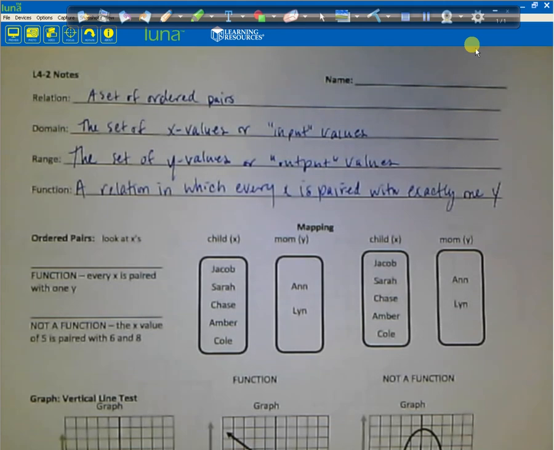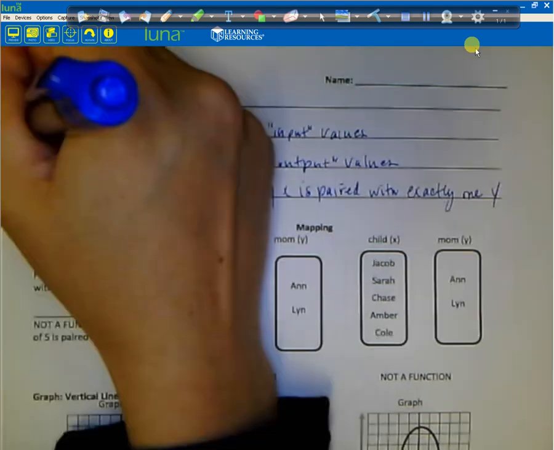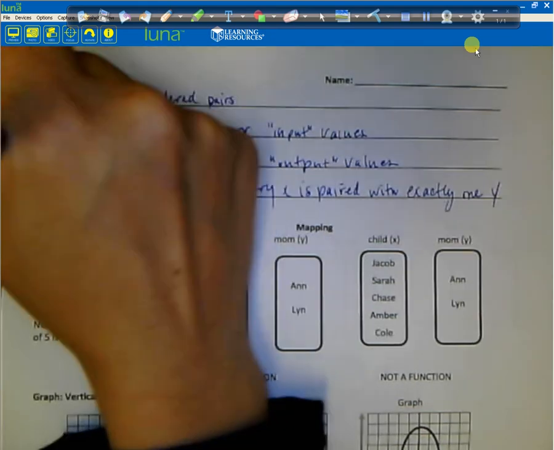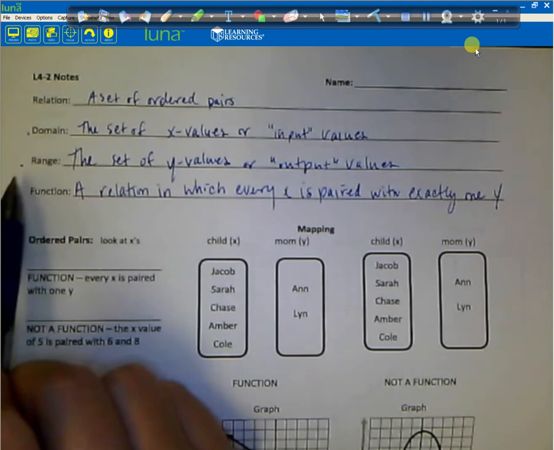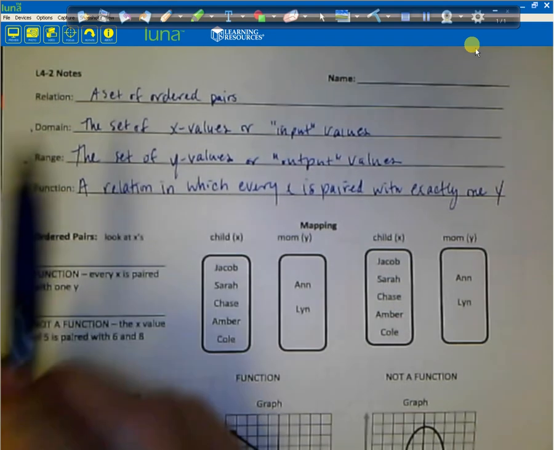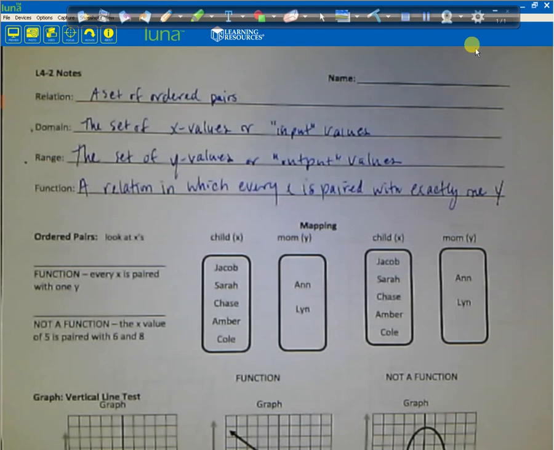If you have a hard time remembering that domain represents x and range represents y, it might be helpful for you to think about the alphabet. D comes before R, and X comes before Y. So they're both in alphabetical order.